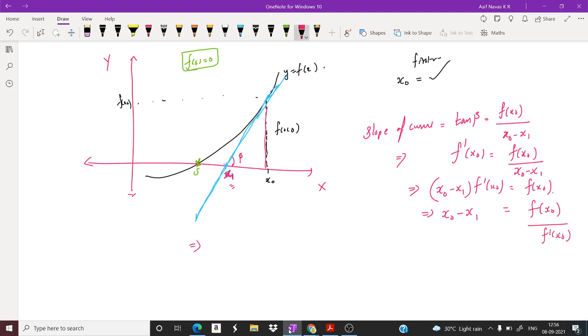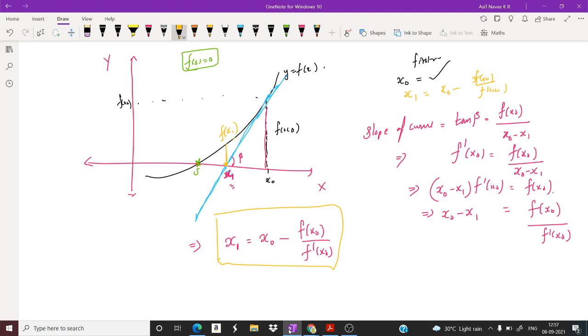So what is x1? We get the value of x1 is x naught minus f of x naught divided by f dash of x naught. So we will get the second iterated value x1 from this formula. So x1 is x naught minus f of x naught divided by f dash of x naught. Now I can find f of x1.